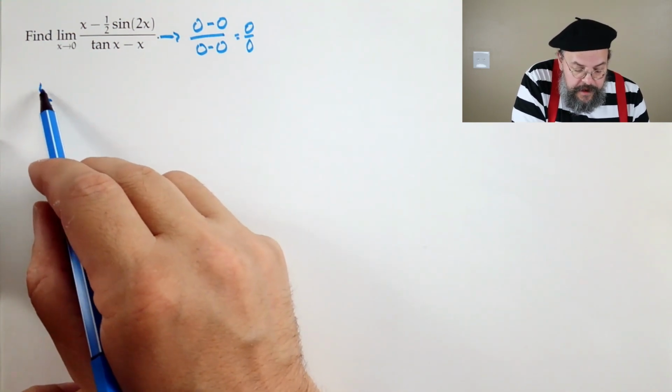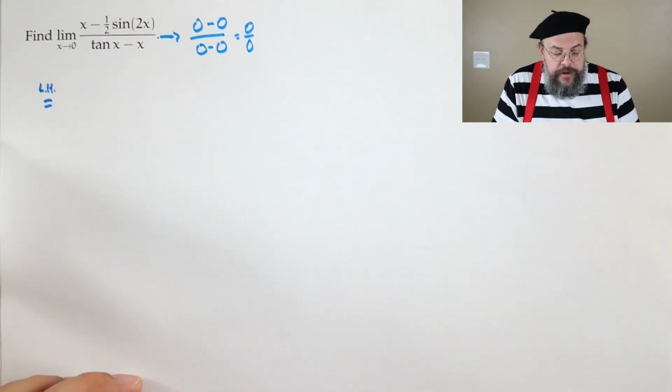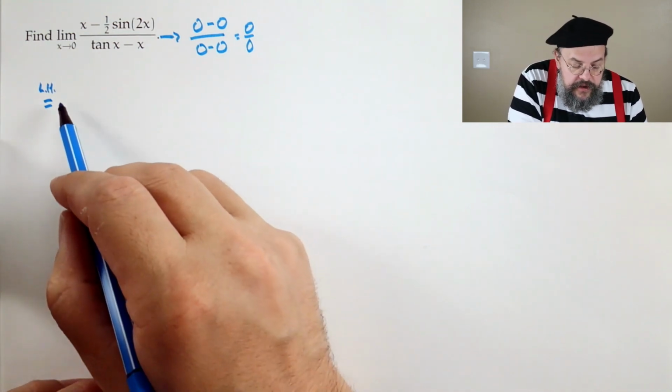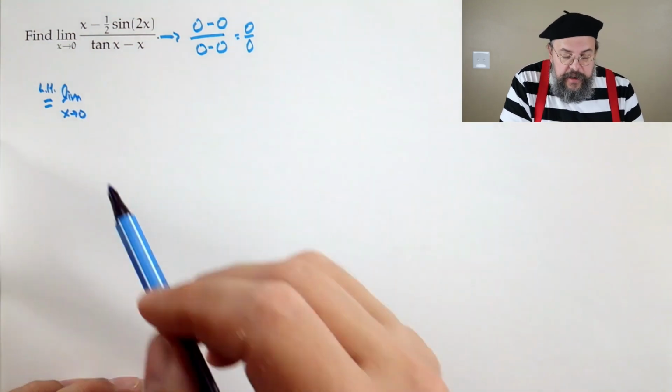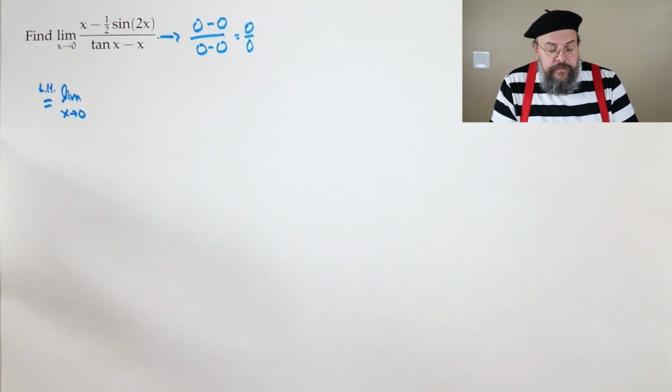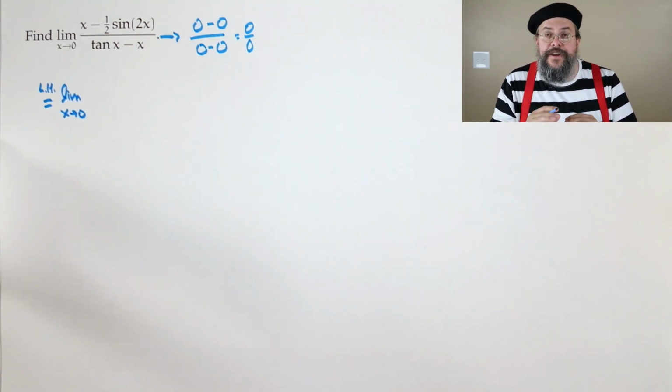So I like to put a little indicator here that says, hey, I'm doing l'hôpital. The limit is still there because, hey, the limit hasn't been solved yet. That comes at the end. So now we take the derivatives. And remember, it's not the quotient rule. Derivative of the top, derivative of the bottom.